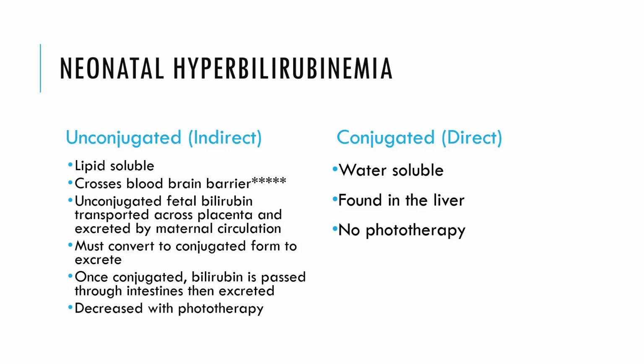It's no longer helpful if a baby has a high conjugated bilirubin level. Phototherapy is not going to do anything, and actually it's going to harm the baby. It can actually change the color of the baby's skin if you use phototherapy when you've got a conjugated hyperbilirubinemia happening.